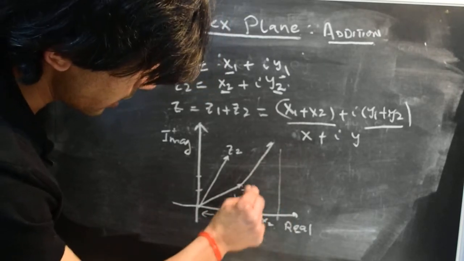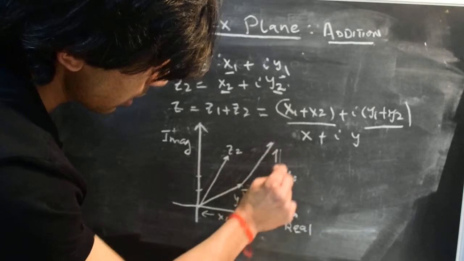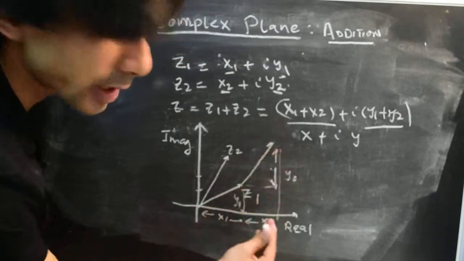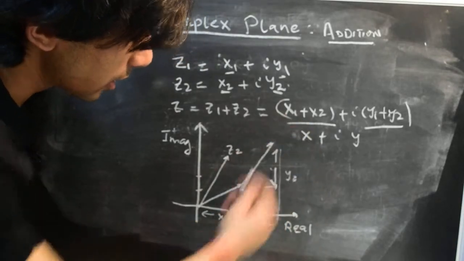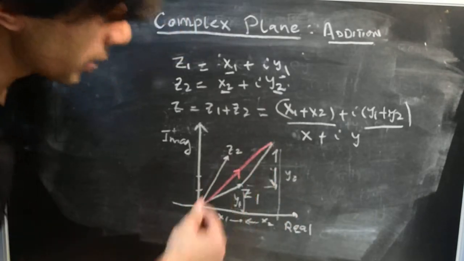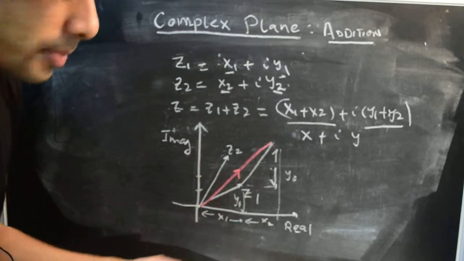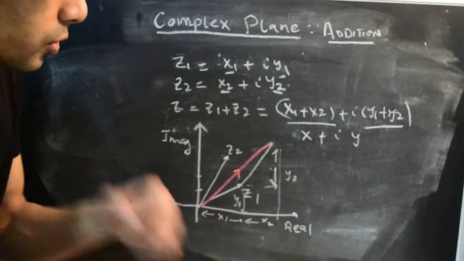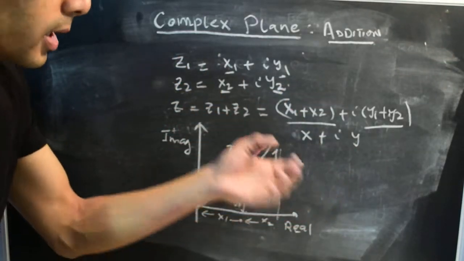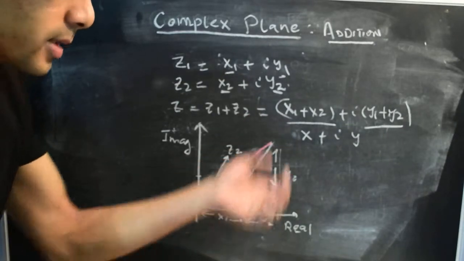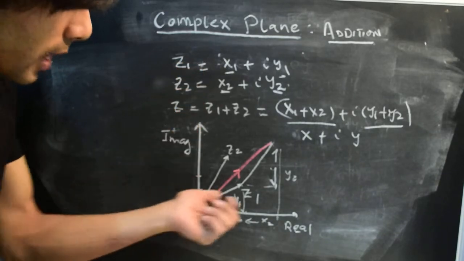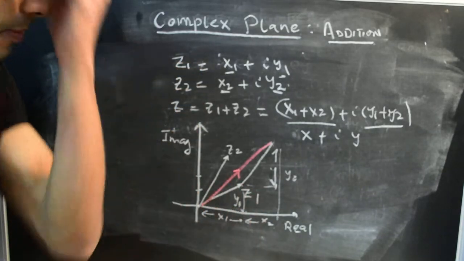And if this is y1 and this is y2, then y1 plus y2 will give the y component of the resultant vector. And so we again arrive at the parallelogram law for vector addition, in this case for complex numbers. So just to recap, the way we define addition for two complex numbers, if you think of this geometrically, is nothing but the parallelogram law for vector addition, where we're representing the complex numbers z1 and z2 as vectors in the two-dimensional complex plane.